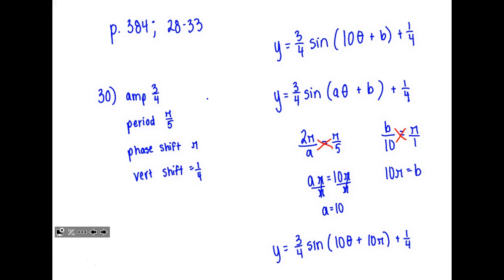And you can always check these pretty easily, assuming that you've kind of got down how to find the period, amplitude, and all of those things. We could do 2 pi divided by 10. That gives us a period of pi over 5. We could do 10 pi divided by 10. That gives us our phase shift of pi.